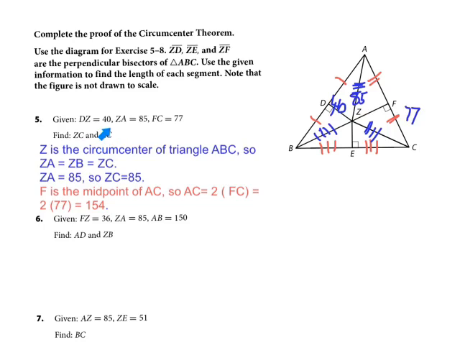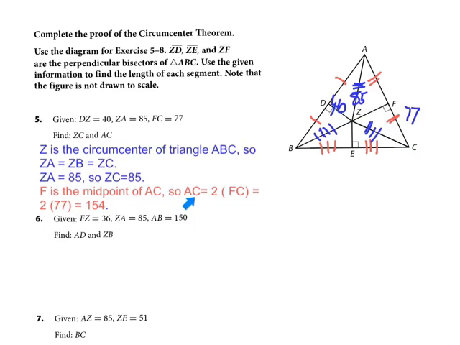The second answer is for me to find out AC. So AC is this whole entire side. Now I know half of it. Now I know these two are actually equal. So if this one is 77, which is FC, and AE is also 77, I can add 77 plus 77, or I could take 77 and multiply it by 2, which is actually what I'm going to do. F is the midpoint of AC.